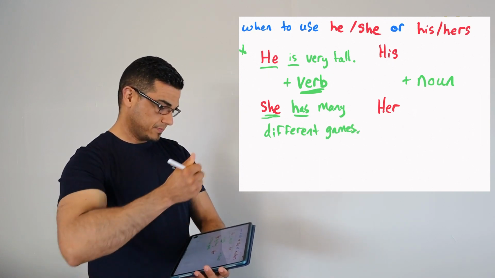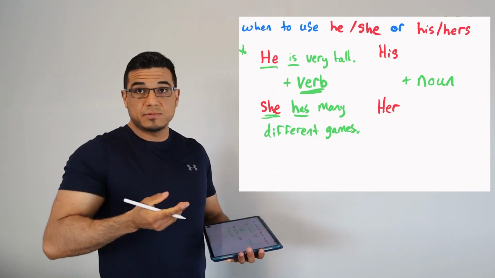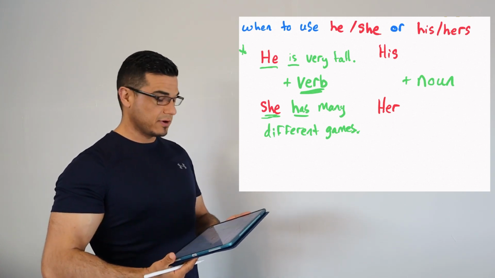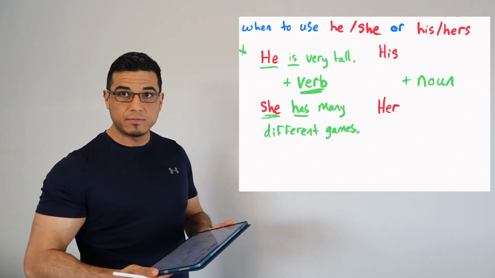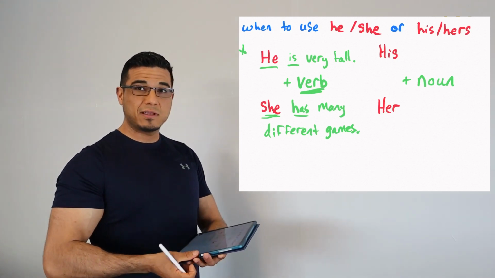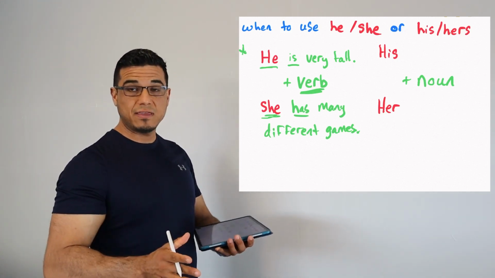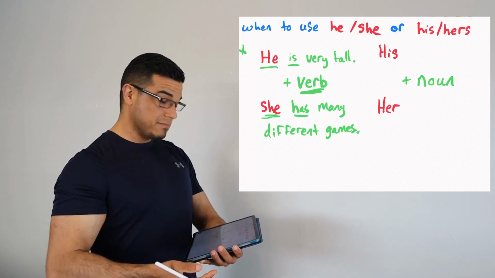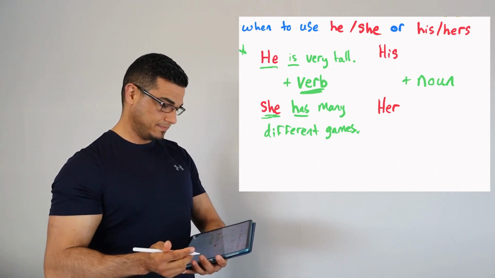So again, we've got our singular subject pronoun, which is she. We've got our verb, which is has. And then we're going to complete the rest of that sentence with the predicate following the subject, which is many different games, okay?